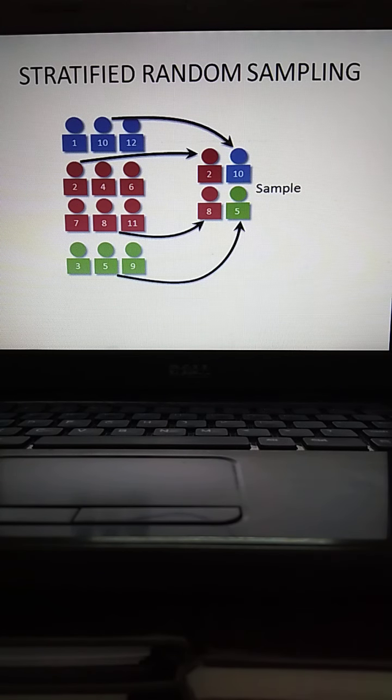So this sampling method is known as the stratified random sampling method. What is the thing you need to remember here? Homogeneous. Homogeneous means having the same kind of features.